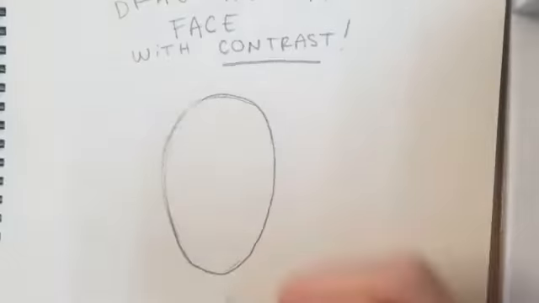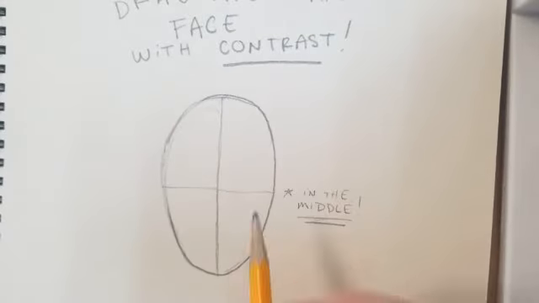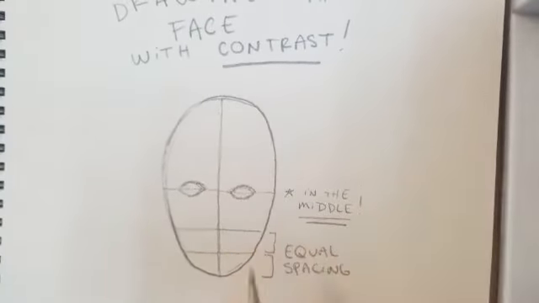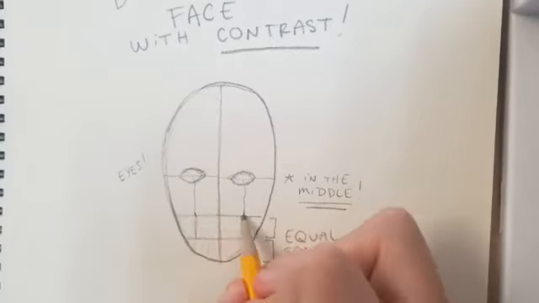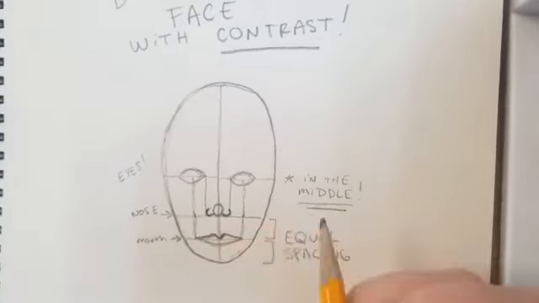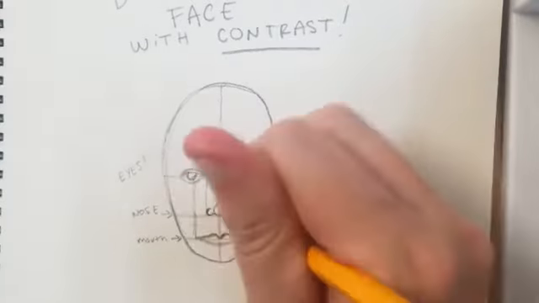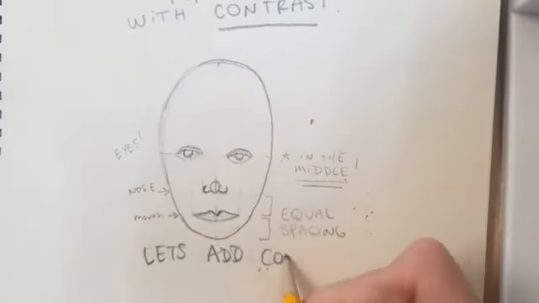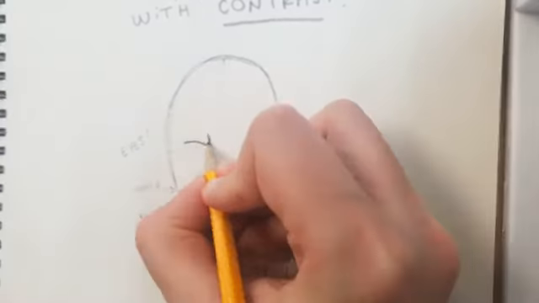First start with an oval, make sure it looks good, and divide it in half, right down the middle twice. You're then going to make equal spaces for eyes, nose, and mouth. And this will just create a very generic face that you can go off of. And then once you erase your guidelines, you'll be able to add some contrast and details.